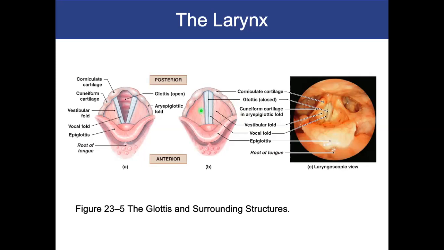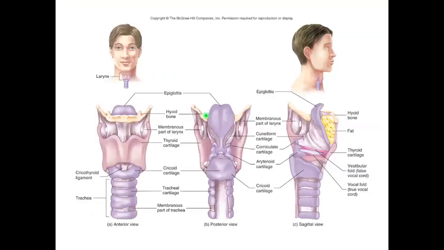If you look at the picture on the left-hand side, here's your glottis. It's actually open, and then here's your glottis, it's closed, and there are vocal cords on either side of that glottis. Let me show you a different picture. And so here is the larynx, right? This whole thing is called the larynx. The main piece of the larynx is thyroid cartilage, and this is a membranous part of the larynx.